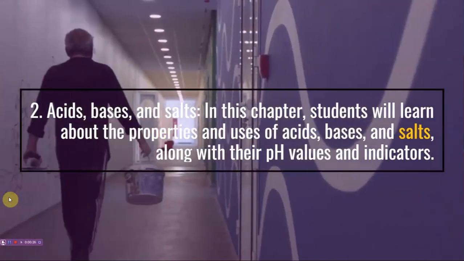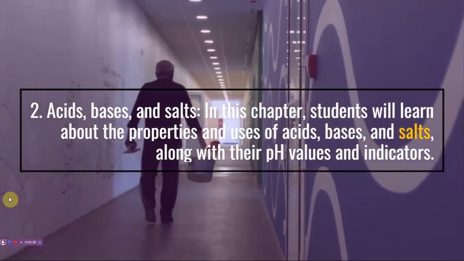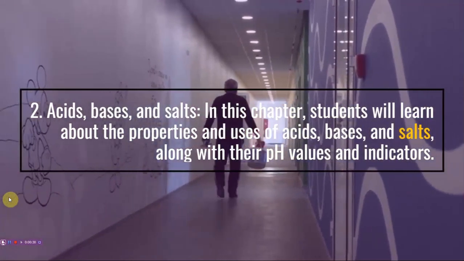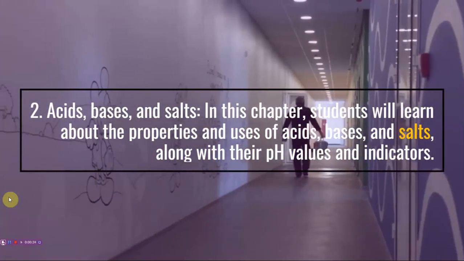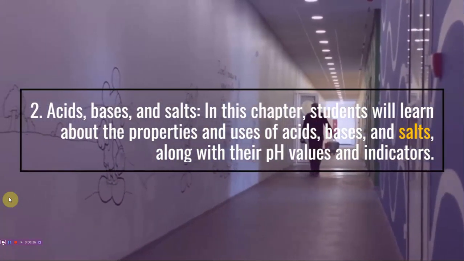2. Acids, bases, and salts. In this chapter, students will learn about the properties and uses of acids, bases, and salts, along with their pH values and indicators.